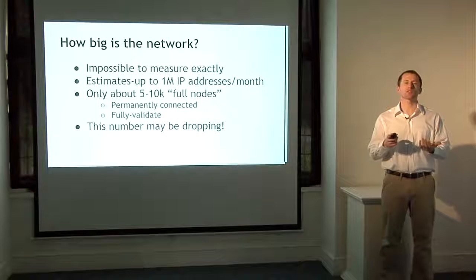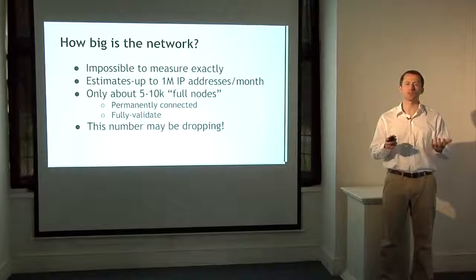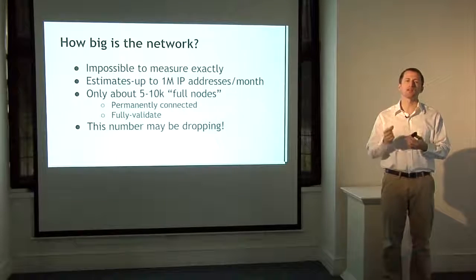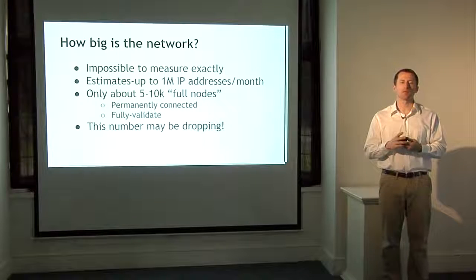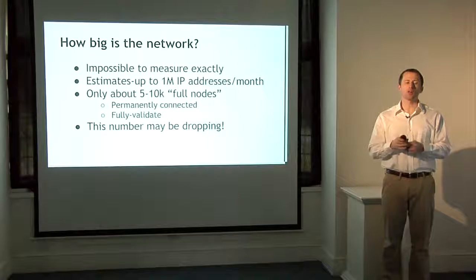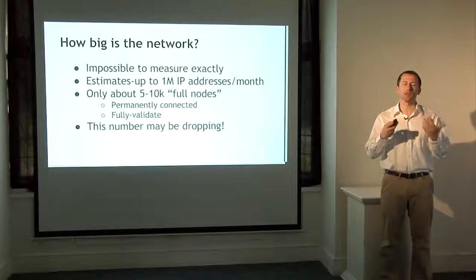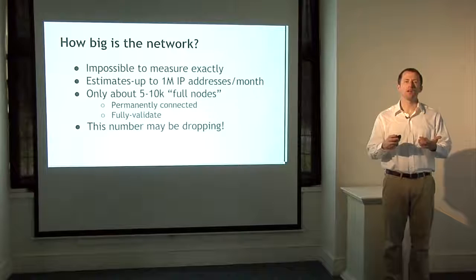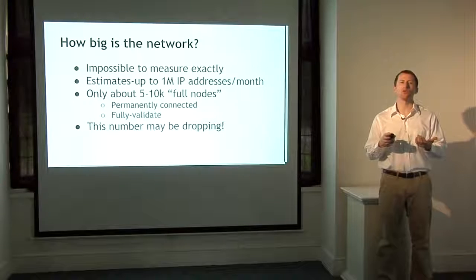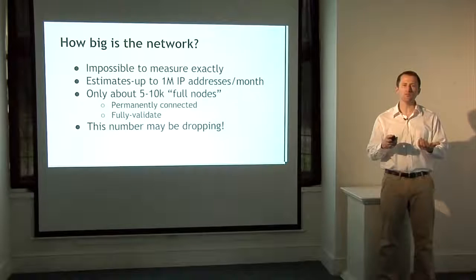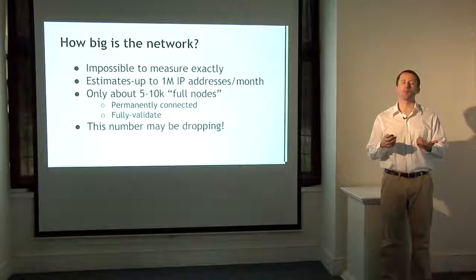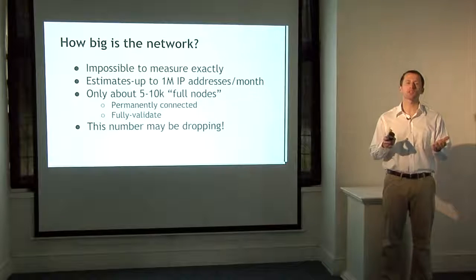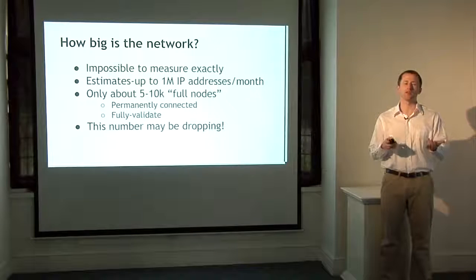On the high end, some researchers have said that over 1 million IP addresses in a given month will at some point be running the Bitcoin protocol and acting at least temporarily as a Bitcoin node. But if you look at full nodes that are actually permanently connected and are fully validating every transaction they hear and running the full protocol, it's only about 5 or 10,000, which may be a surprisingly low number. And in fact, that number may be dropping. There's no evidence that the number of fully validating nodes is going up, and there's some concern that the number of fully validating nodes is actually going down.